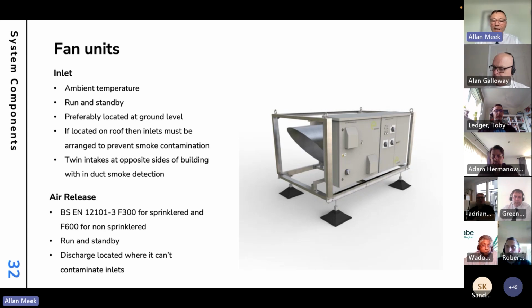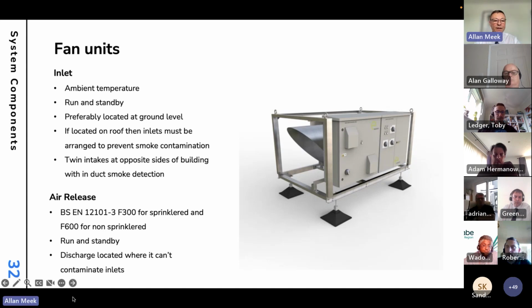So what typically happens is there'll be a T-section with two inlets running to opposite sides of the building. And then there's in-duct smoke detection such that if smoke's detected in one inlet, then there's a damper that shuts off that leg. If smoke's detected in both of them, then they both shut off. But the smoke detection must be automatic resetting, so when the smoke has subsided, the fans will restart.